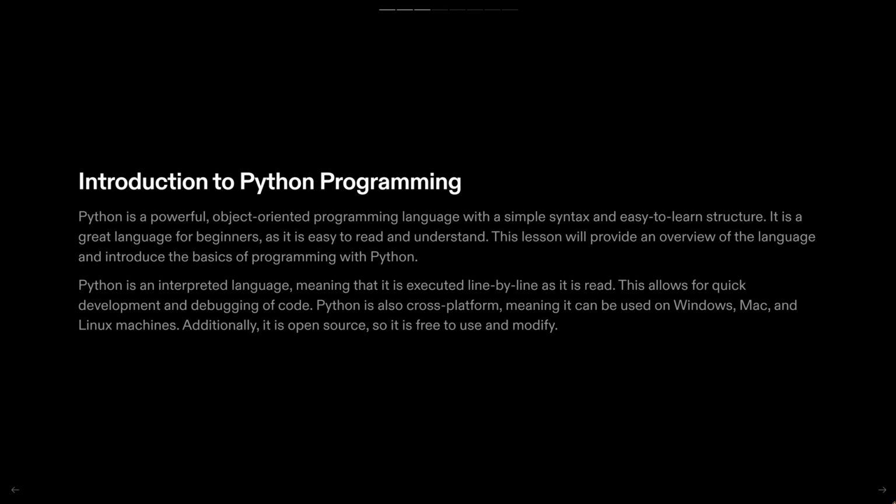Python is an interpreted language, meaning that it is executed line by line as it is read. This allows for quick development and debugging of code. Python is also cross-platform, meaning it can be used on Windows, Mac, and Linux machines. Additionally, it is open source, so it is free to use and modify.